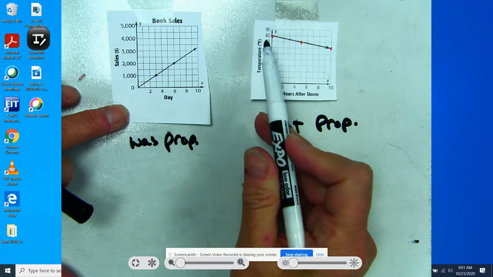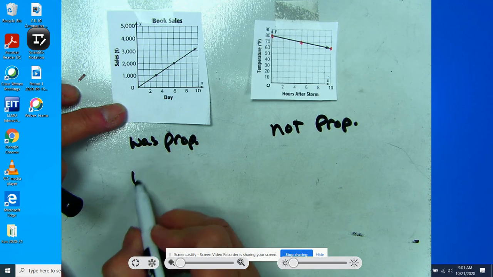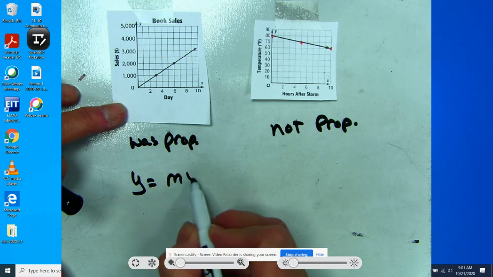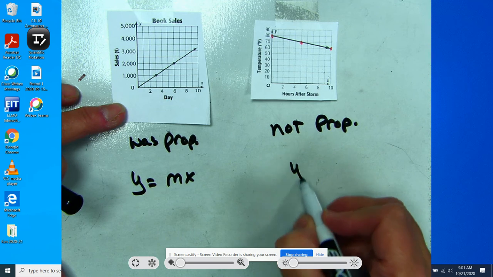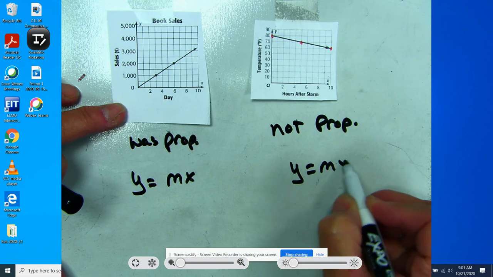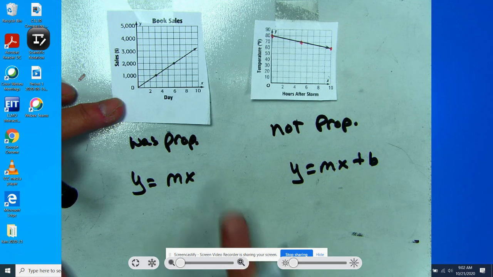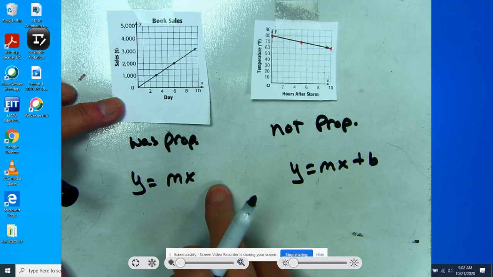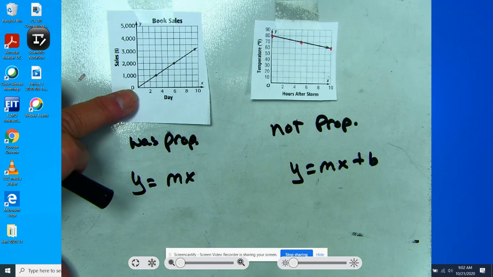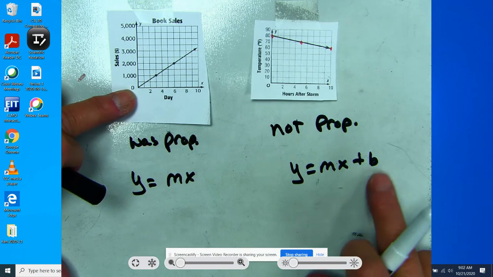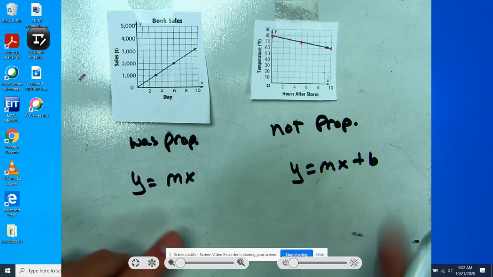This one started at 80. This one is y equals mx. This one is y equals mx plus b. The difference between proportional and not proportional is what's after x. If there's nothing after x, it goes through the origin. If there's something after x, it doesn't. Okay? Proportional and not. All right.